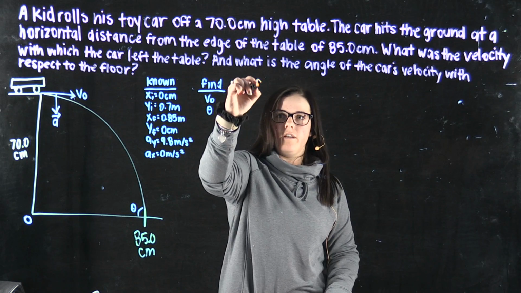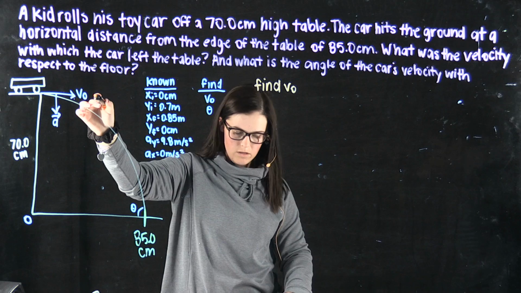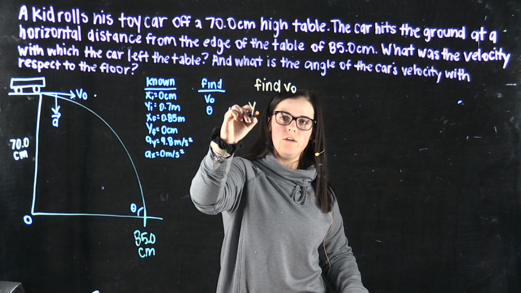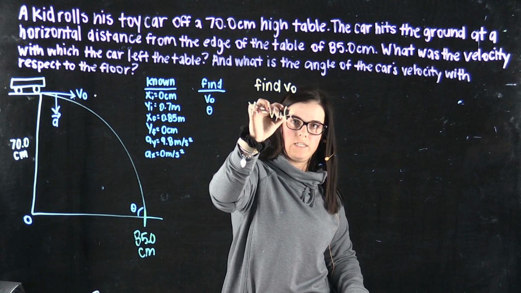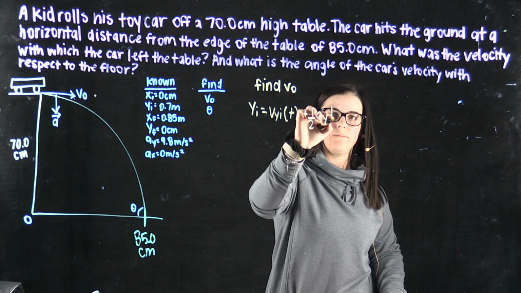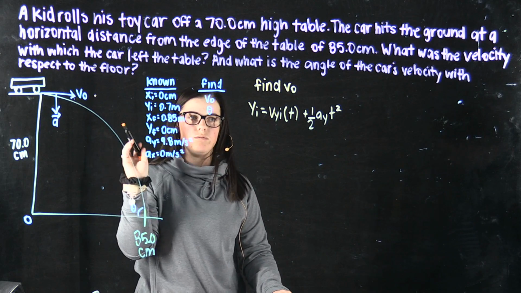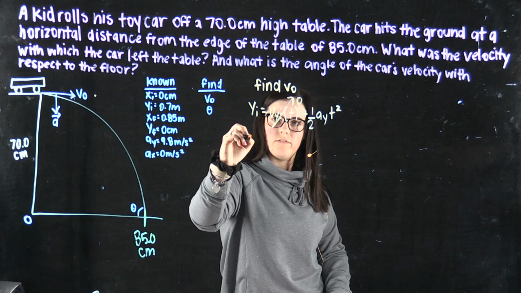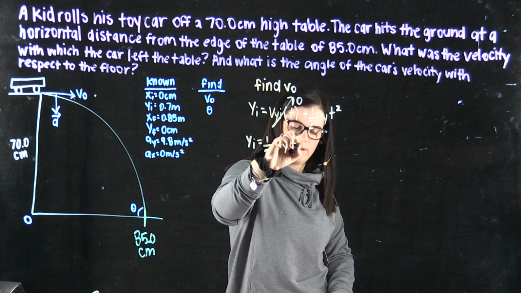So to find V naught, which is our velocity with which the car left the table here, we're going to be using one of the kinematic equations. We're going to use y initial equals velocity of y initial times t plus 1/2 the acceleration in the y direction times t squared. We know that Vy is equal to 0, so we're just going to let that go to 0. So we have y initial equals 1/2 a in the y direction t squared.